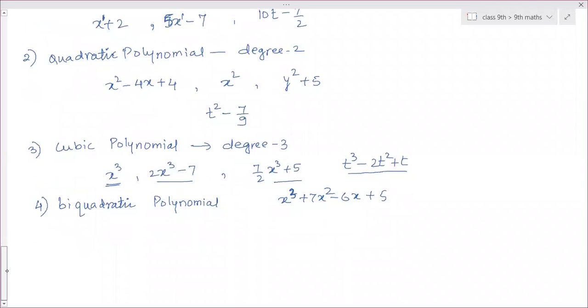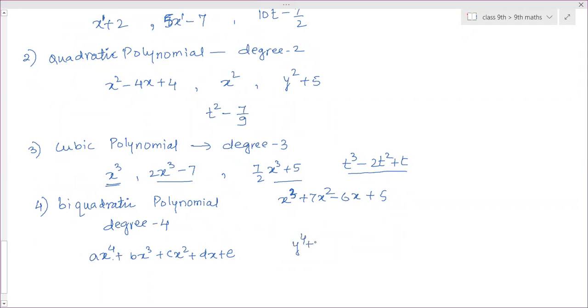Biquadratic means degree 4. ax to the power 4 plus bx cube plus cx square plus dx plus e. Here a, b, c, d, e are numbers, actually any real numbers we can replace. x is only the variable. So x to the power 4, the maximum power is 4. So therefore this is biquadratic.